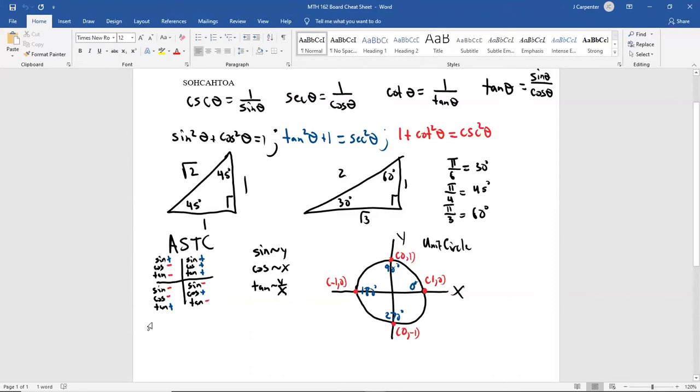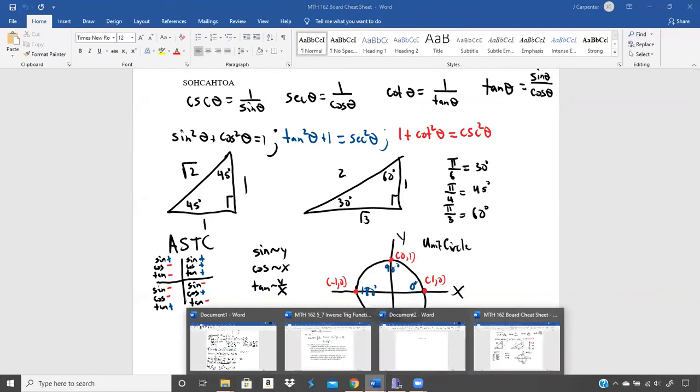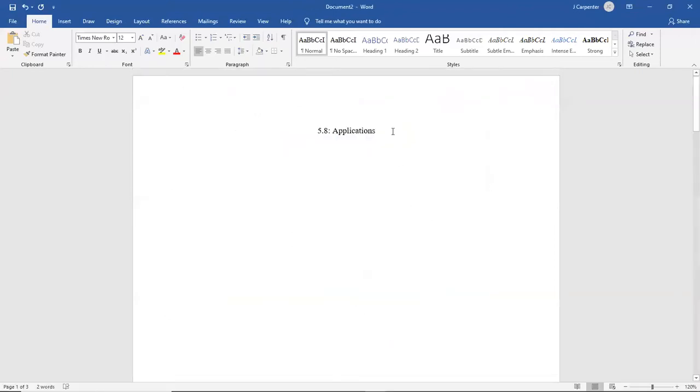A smart trig class gets the signs, the plus or minus signs of your trig functions in different quadrants, if you're not just dealing with right triangle trigonometry. All right, so let's pick up where we left off, at 5.8, which is applications. Just make that title just a little bigger. There we go.